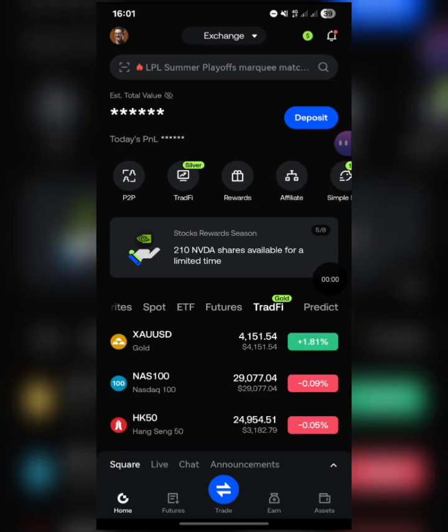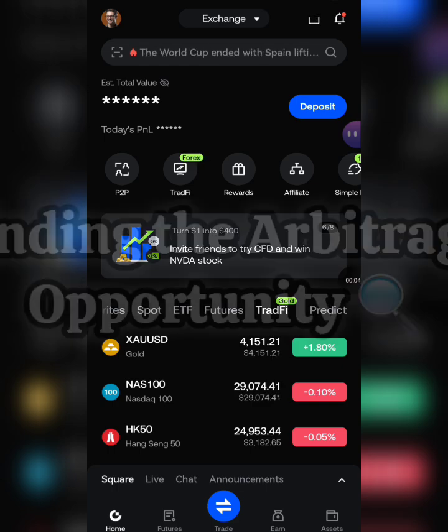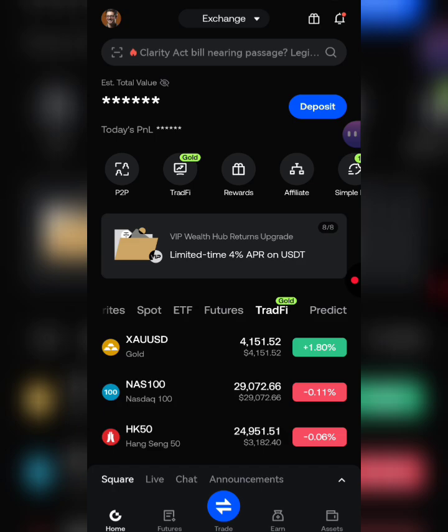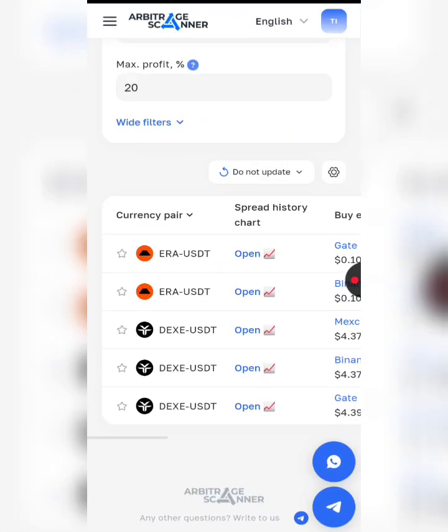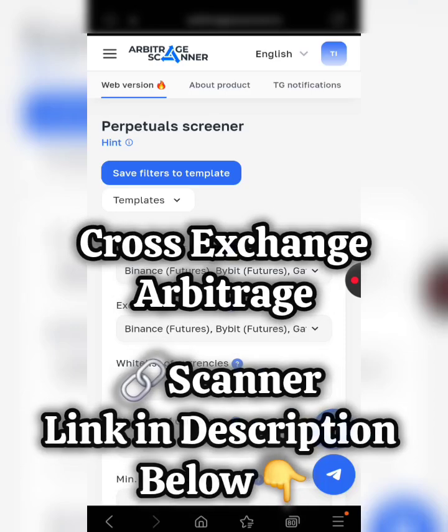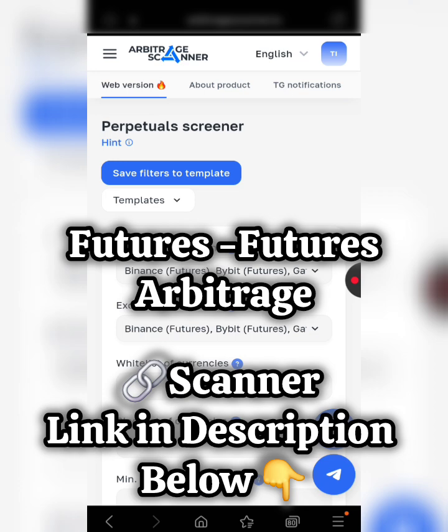All right, the first step to performing a futures to futures arbitrage is actually spotting that arbitrage opportunity. Now to actually spot it, I'm using my arbitrage scanner right here. I've been using this tool for a while now to explain cross exchange arbitrage and also the spot to futures arbitrage, and now the futures to futures arbitrage.